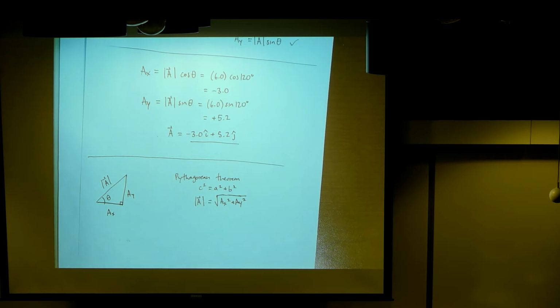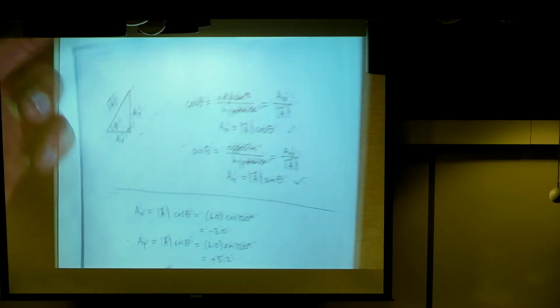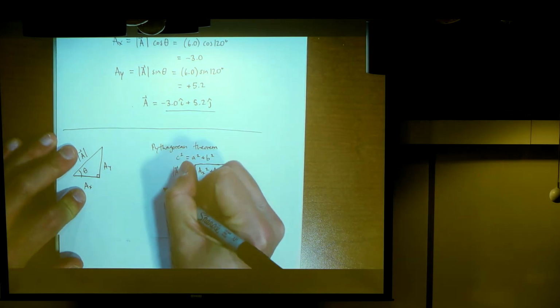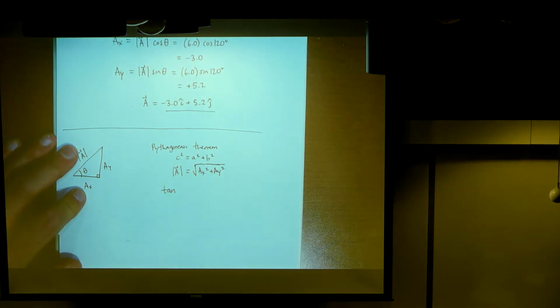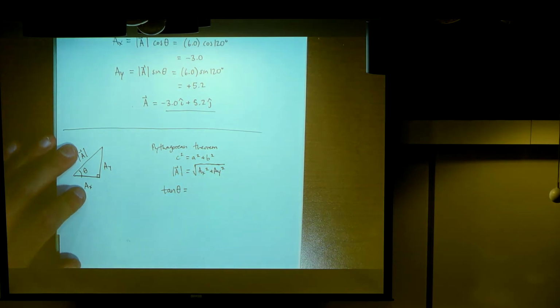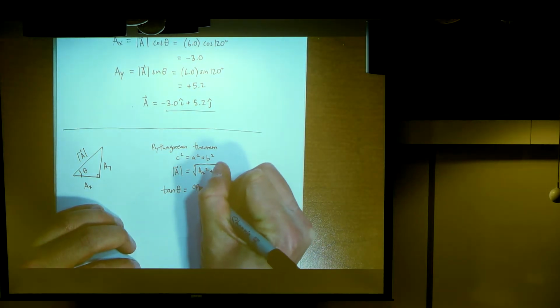Okay? Now, to build up these other relationships, we used cosine and sine. And we haven't used tangent yet. That's an important trig function. Let's just write it down and see if it tells us anything. Tangent theta equals, okay, what is the definition of tangent without plugging anything specific in? It's opposite divided by adjacent, right?